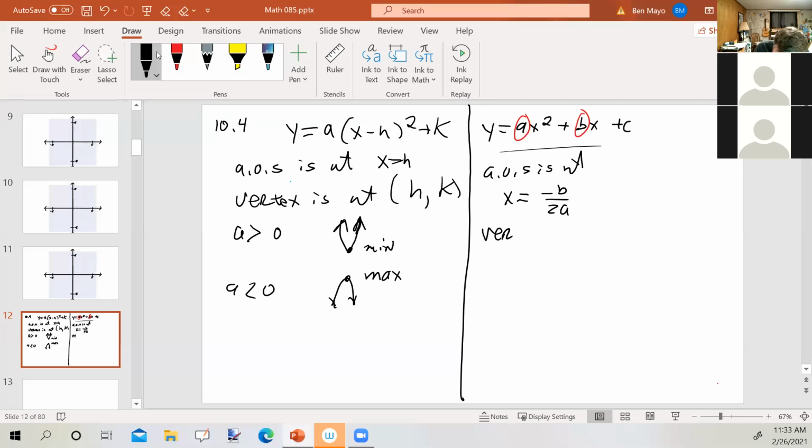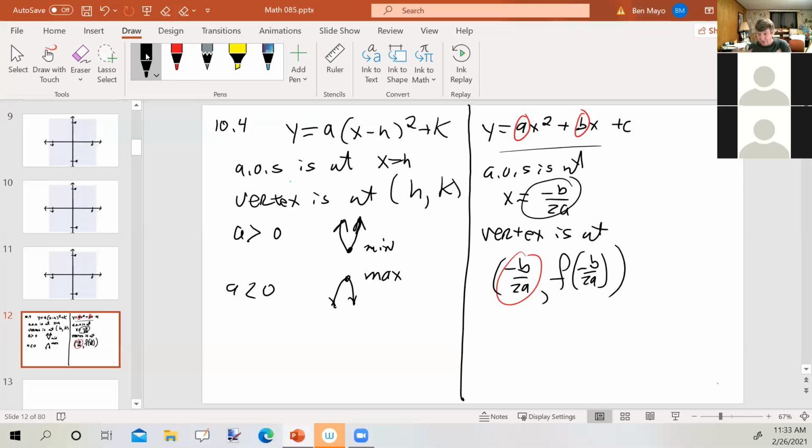The vertex is at negative b over 2a. Recall that the number that's the axis of symmetry, the x value, is also the x value of the vertex. And then the y value we would get by taking this x value, plugging it back into the function, so the y value would be f of negative b over 2a. And that looks kind of complicated, but all we're doing is saying, use this to find the x value, and that's also your axis of symmetry. Plug that x value in and get the corresponding y value.